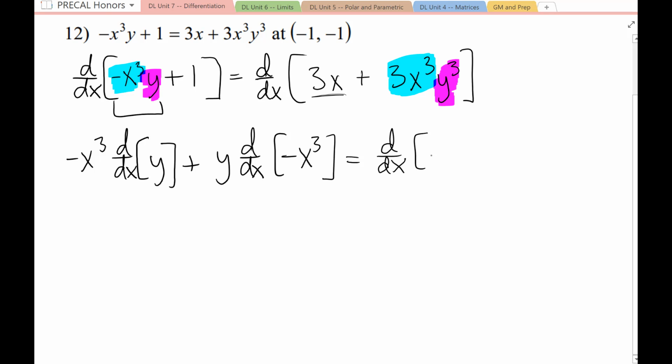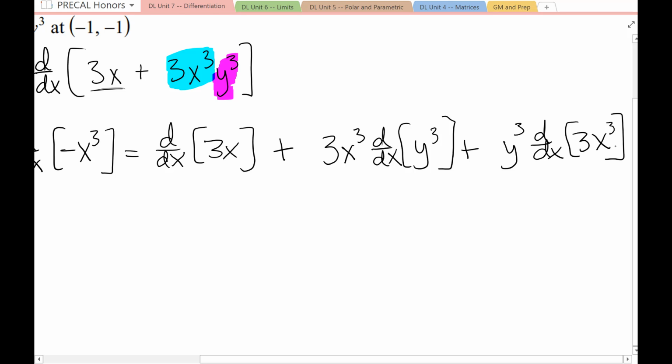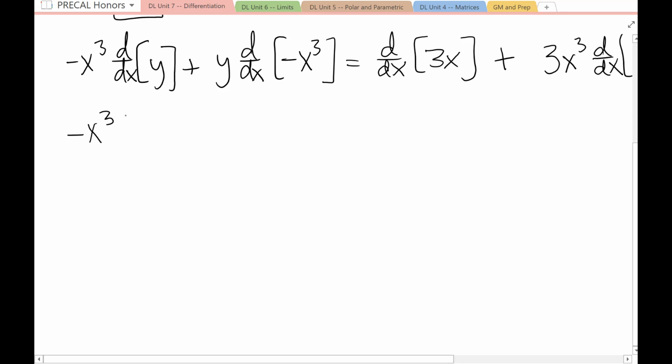Derivative with respect to x of 3x, and then this product, plus the derivative: plus f dg plus g df. The derivative of y with respect to x is dy/dx. The derivative of negative x cubed is negative 3x squared, and that's with respect to x, so the variables agree.